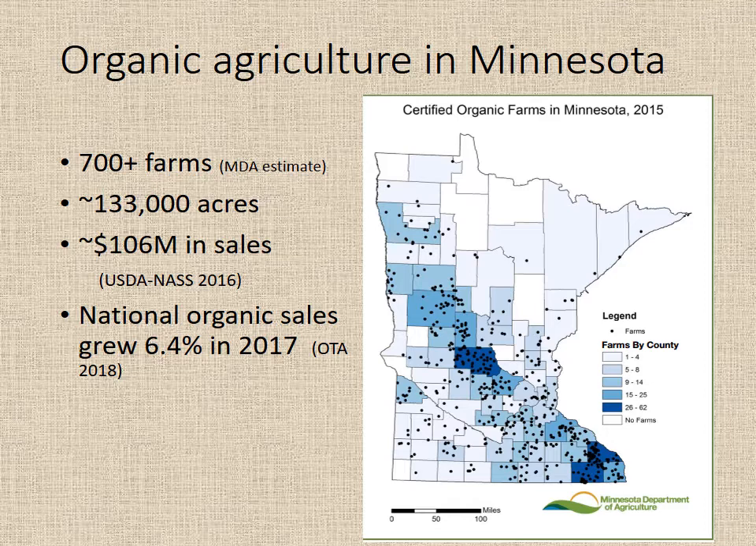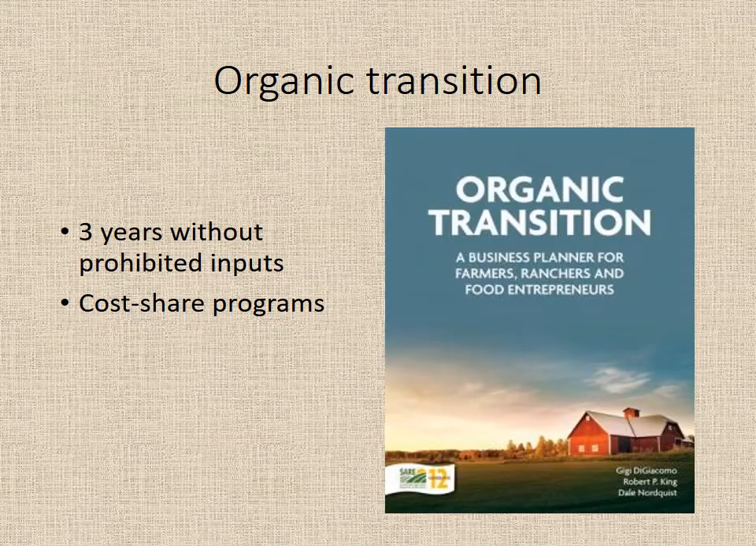This still makes organic a relatively small piece of the farm landscape and market, but it's one of the hottest growth areas in the food market. The Organic Trade Association estimates that sales of organic products grew 6.4% nationwide in 2017, which is far above the growth rate for the food market as a whole.